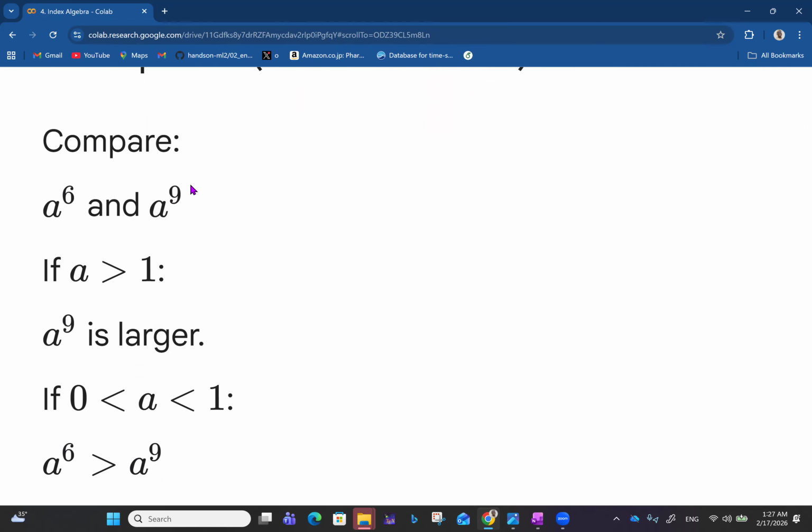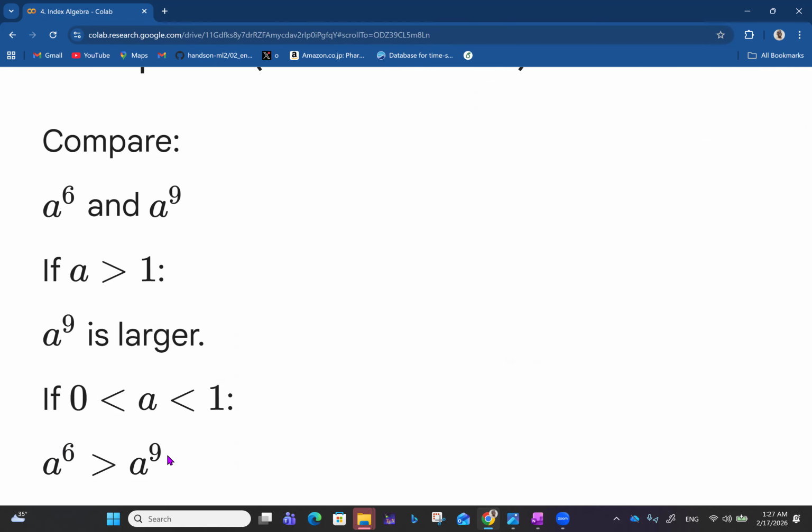So a raised power 9 will automatically be bigger than a raised power 6. But if a lies between 0 and 1, of course, that'll be like a fraction. So let's say a is like half. So half raised power 6 is clearly bigger than half raised power 9. So that's like 1 over 2 raised power 6.